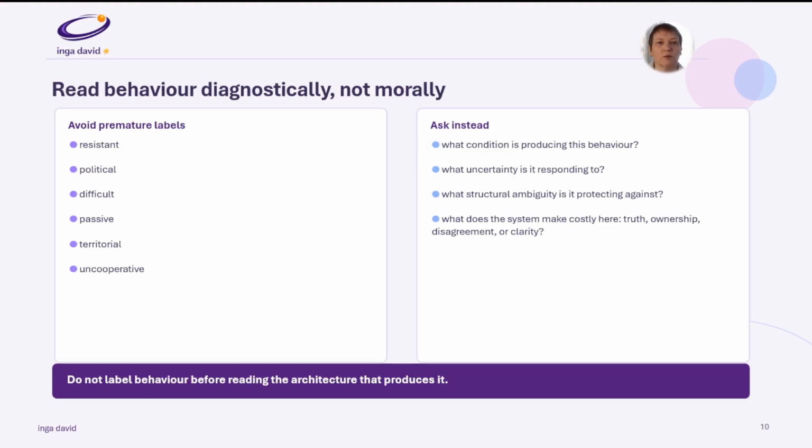Read behavior diagnostically, not morally. Avoid premature labels: resistant, political, difficult, passive, territorial, uncooperative. Ask instead what condition is producing this behavior? What uncertainty is it responding to? What structural ambiguity is it protecting against? What does the system make costly here? Truth, ownership, disagreement, or clarity? Do not label behavior before reading the architecture that produces it.